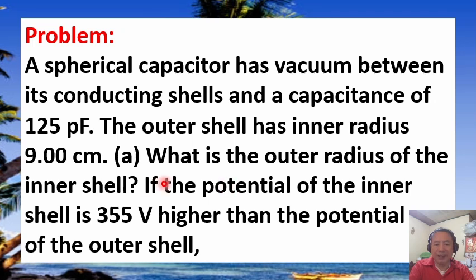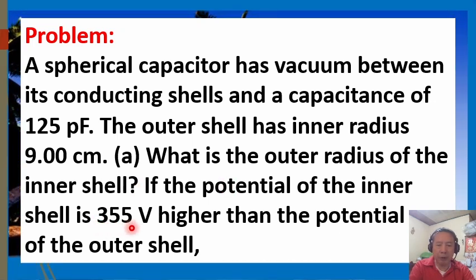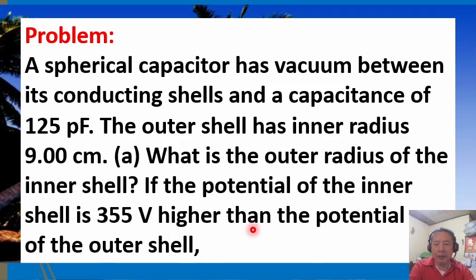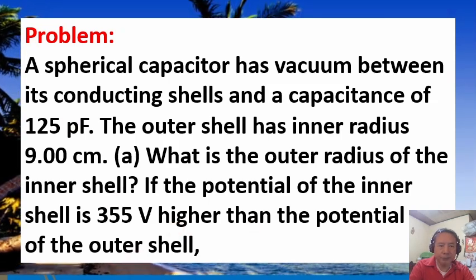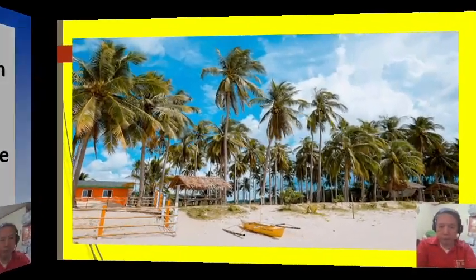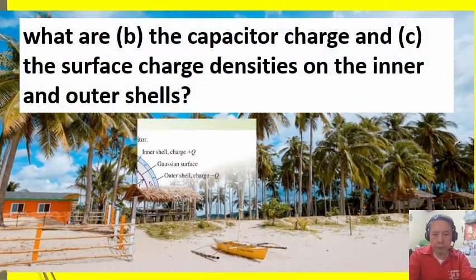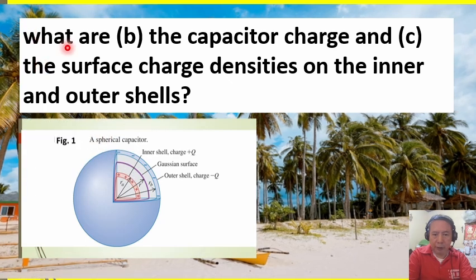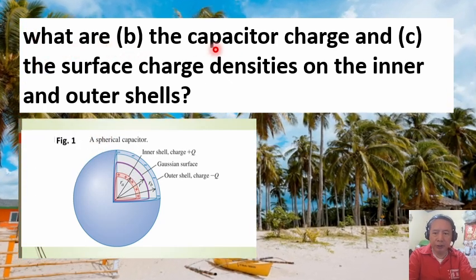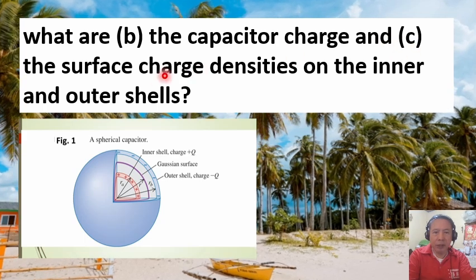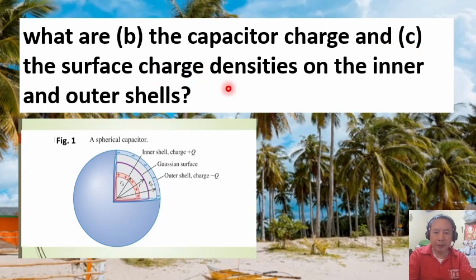If the potential of the inner shell is 355 volts higher than the potential of the outer shell, what are letter B, the capacitor charge, and letter C, the surface charge densities on the inner and outer shells?